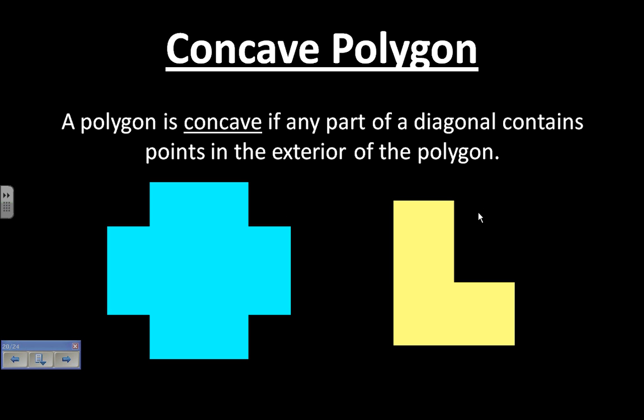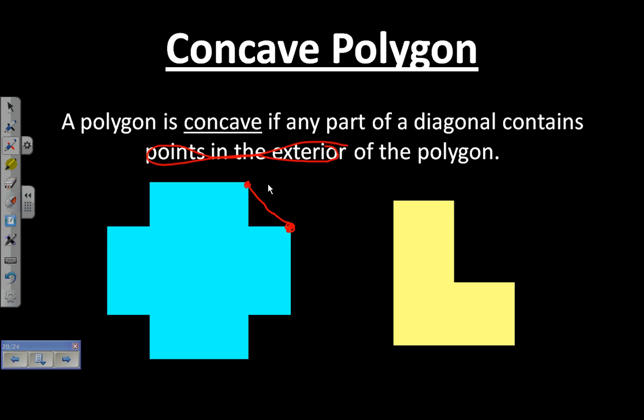See if I've got my little animation here. Where's my little marker? All right, here's one corner. Let's see if I can get this with the mouse. And here's a non-consecutive vertex, because there's a corner in the middle. When I connect that diagonal, it contains points in the exterior. It goes outside the polygon. That is concave. Same with over here. I could connect this corner. This one is a non-consecutive vertex, and when I connect those, it is outside the polygon.